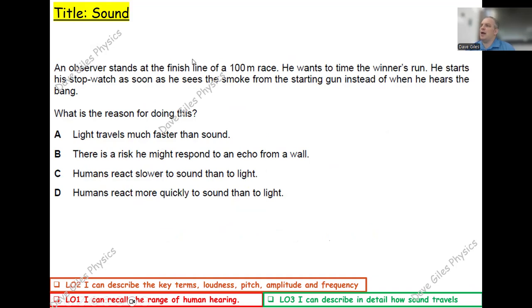And an observer stands at the finish line of a 100-meter race. He wants to time the winner's run. He starts his stopwatch as soon as he sees the smoke from the starting gun instead of when he hears the bang. Why does he do this? And it's simply because light travels much faster than sound.